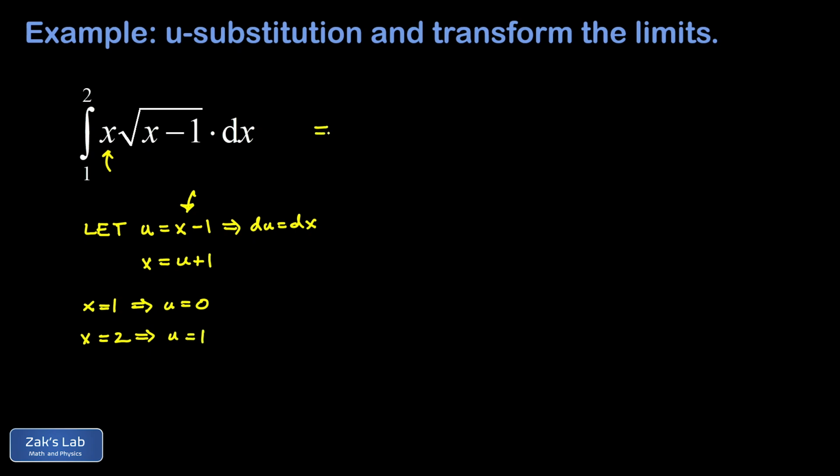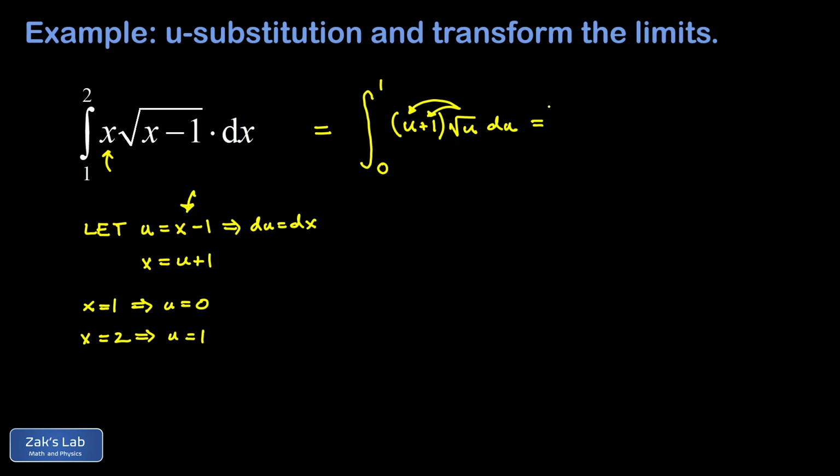So making all these transformations, I now have the integral as u goes from 0 to 1. I start with an x here, but remember that's u plus 1. And then I have the square root of u, and then dx is just du. So now our integral has been taken entirely to u space, and we can just forget about x for the rest of the problem. To proceed with this integral, we're going to distribute the square root into these two terms.